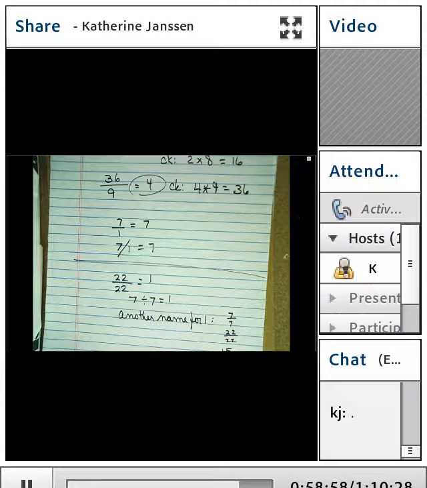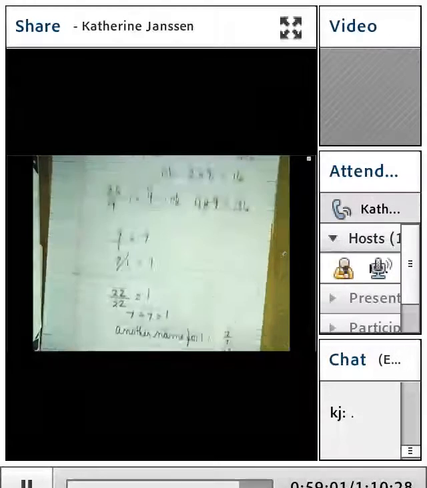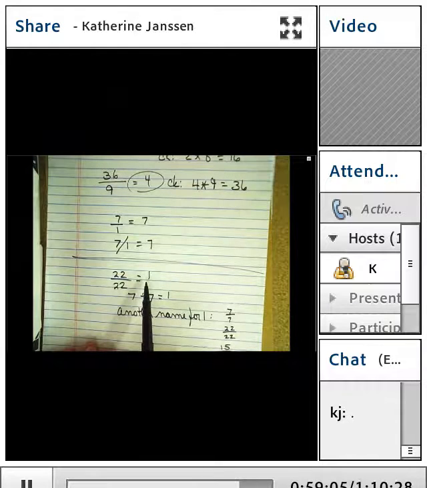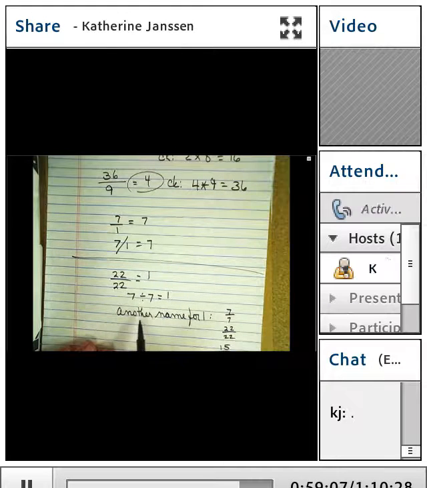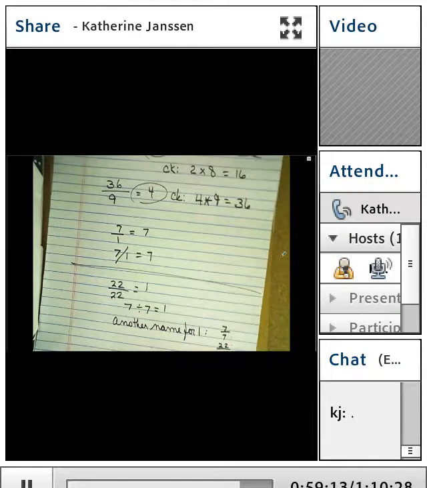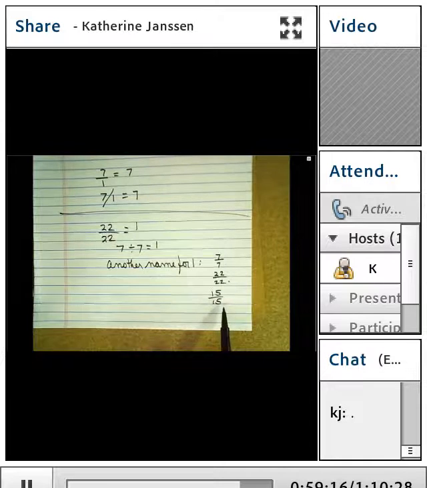Okay. So any number divided by itself is another name for 1. 7 goes into 7 once. Another name for 1 would be 7 over 7, 22 over 22, or 15 over 15. Another name for 1.